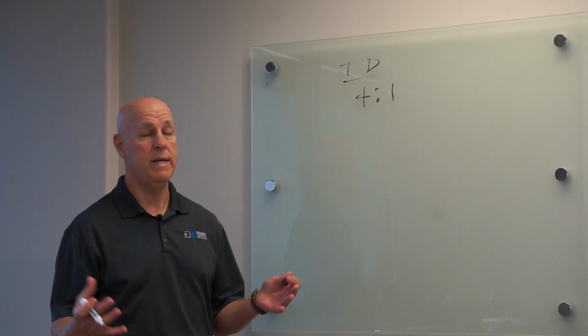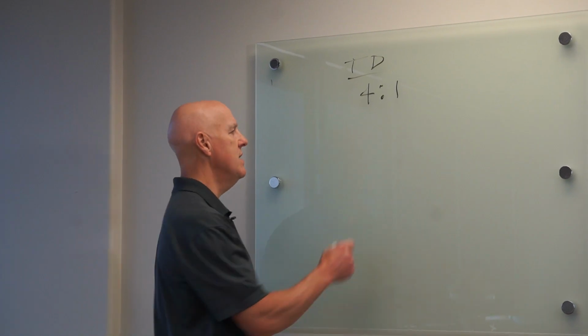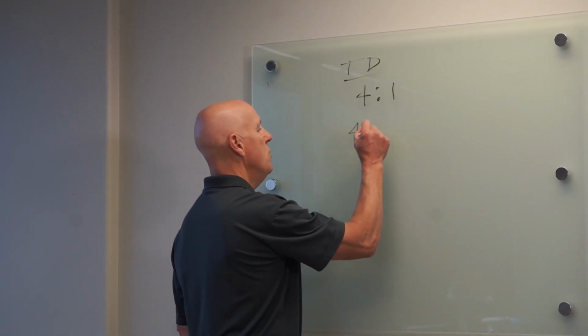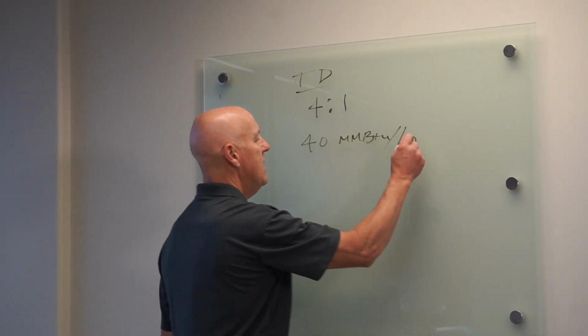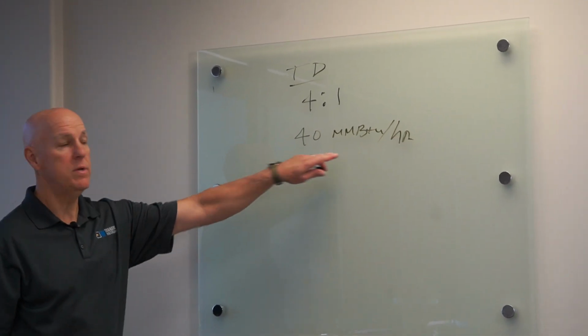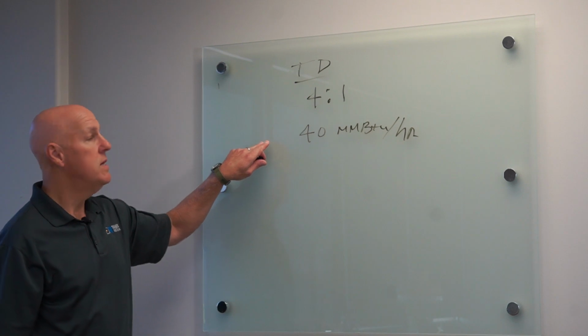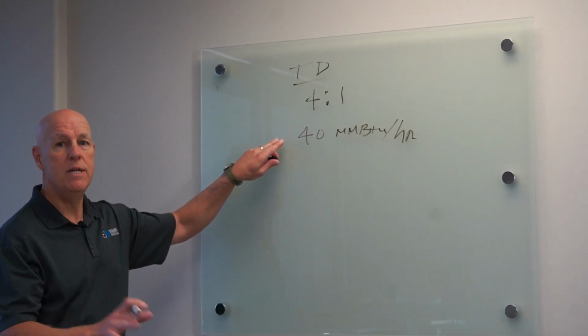That's called absorbed heat. Let's pretend for a second that we have a heater that's 40 million BTUs per hour. That's how much heat is transferred to the fluid. That's the absorbed heat. That's the maximum. That's what the heater is designed for.